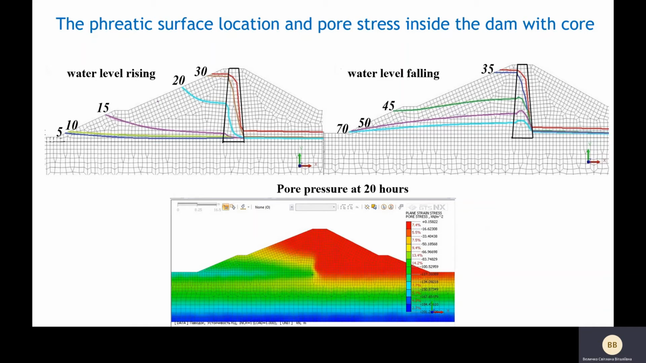Part of the water continues to go downstream. The second part changes direction to the upstream slope. We can see the lag time of the phreatic surface formed due to the low hydraulic conductivity of the core, and pore pressure quickly dampens inside the prism.